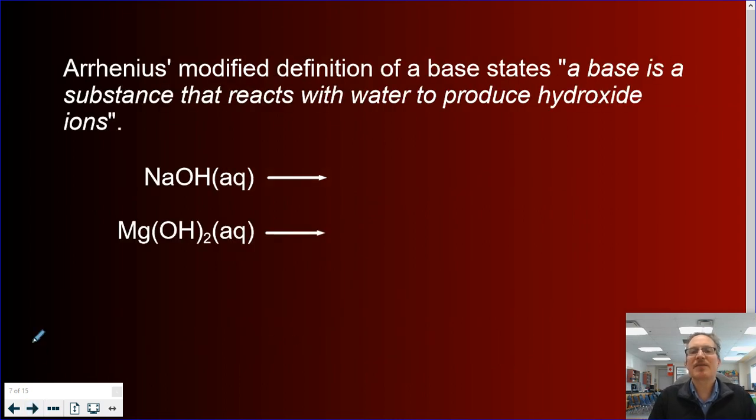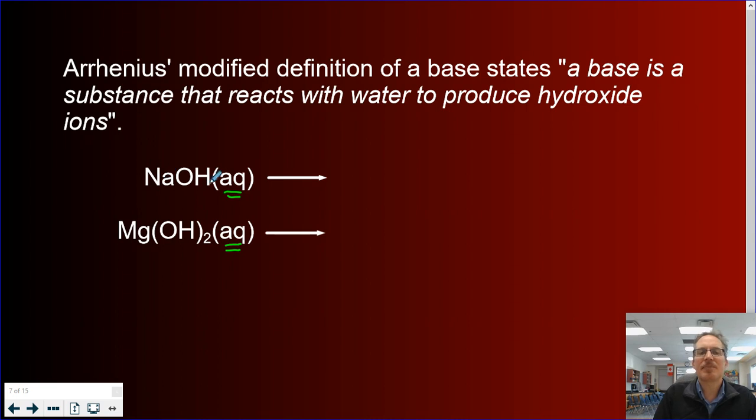Well, Arrhenius's modified definition of a base actually doesn't change much. He now says that a base is a substance that reacts with water to produce hydroxide. Now, in our most simple example, and that's where we're going to start, I have sodium hydroxide. Because it's reacting with water, I wrote it as aqueous. Because magnesium hydroxide is reacting with water, I wrote it as aqueous. So I'm looking at the most simple examples right now, those examples that already contain hydroxide, because right now that tends to be the definition of a base that we know.